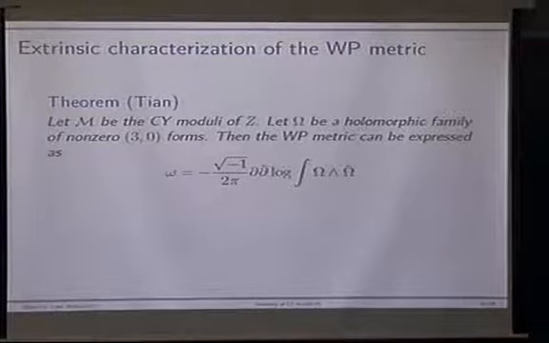Assume that M is the Calabi-Yau moduli space of a Calabi-Yau manifold Z, and we assume that omega is a holomorphic family of non-zero holomorphic forms. Let me explain. So we assume that X is a Calabi-Yau n-fold.